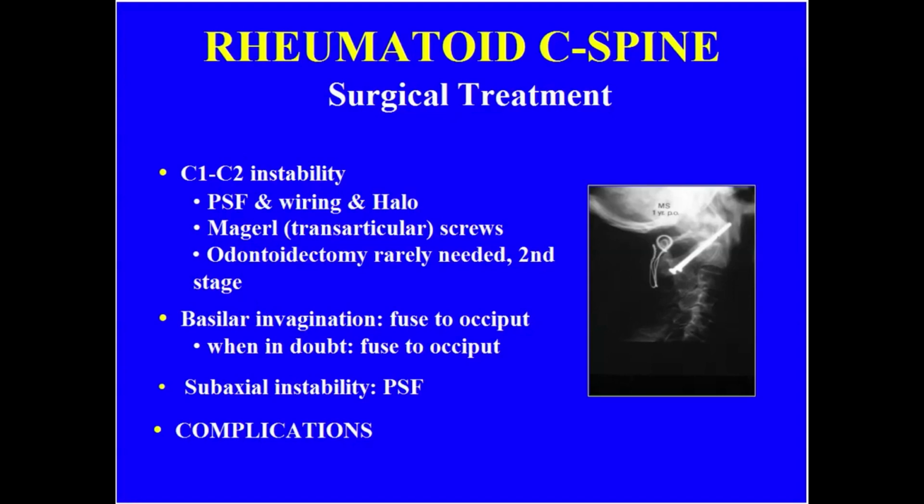And for subaxial instability, the standard operation is a posterior spinal fusion, not anterior most of the time, all things being equal. And the complication rate is really not near, in the old literature, which the rheumatologists are all brought up on, there was a 10% mortality rate, 10% infection, 10 to 20% neurologic worsening. I don't think there's anybody from any of your programs that would tell you that that's what we see in modern practice.